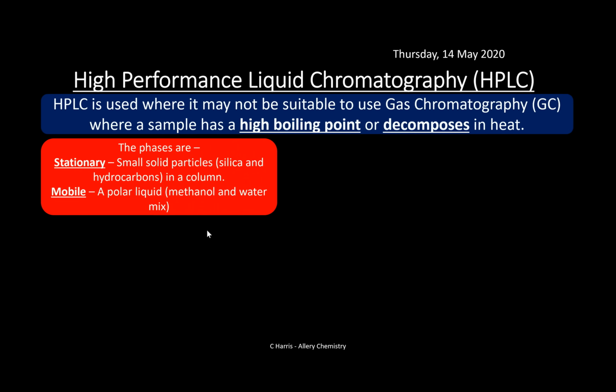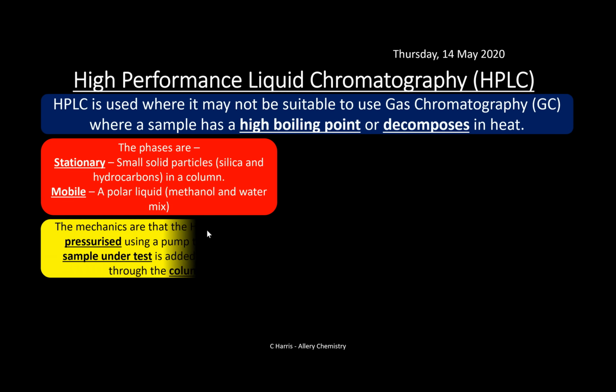So we have the phases, obviously the mobile and the stationary. You'll notice in chromatography you always have a mobile and a stationary phase. The stationary phase is small solid particles. This could be silica and hydrocarbons, and they're in a column. And the mobile phase is a polar liquid, things like a methanol and water mix. These are the different phases that we're going to use in this type of instrument.